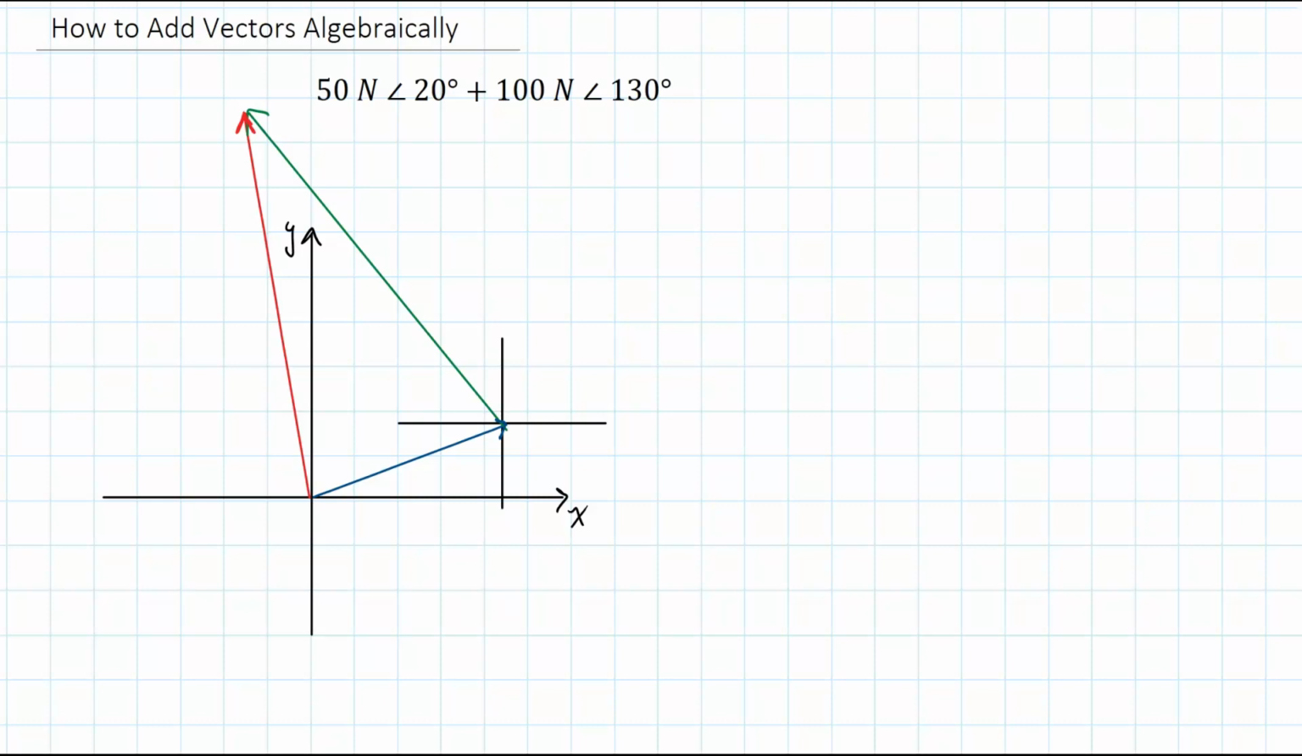In this video, I'm going to look at how to add vectors algebraically. Remember from the last video, we had two vectors being added together: 50 newtons at an angle of 20 degrees plus 100 newtons at an angle of 130 degrees. I have drawn these. This would be our vector A down here, and the second one is vector B in green. And we have our resultant in red.